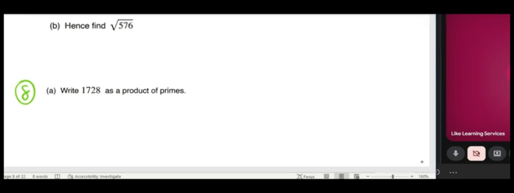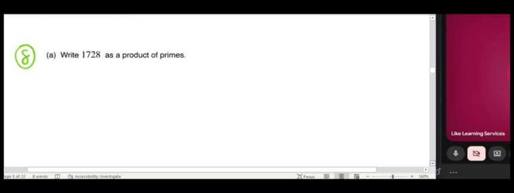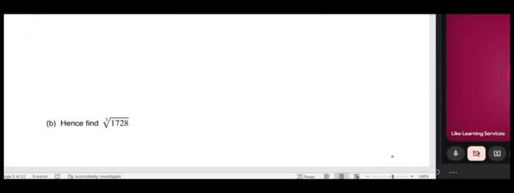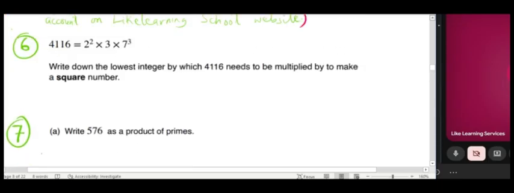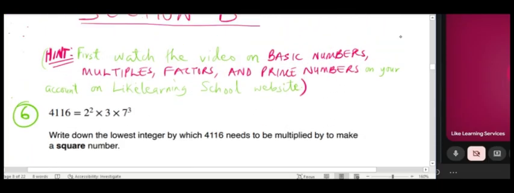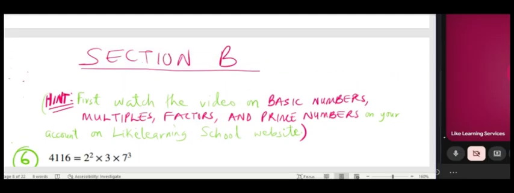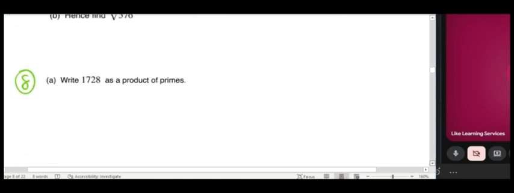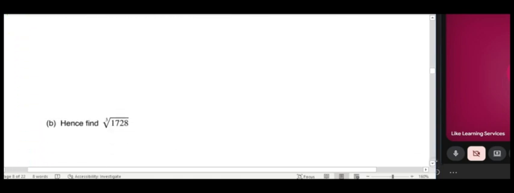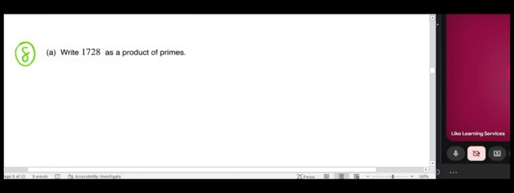Write 1728 as a product of primes. Hence, find the cube root of 1728. And of course, checking out the video on basic numbers, multiples, factors, and prime numbers will help to answer the questions in section B. All right, that should be fine.